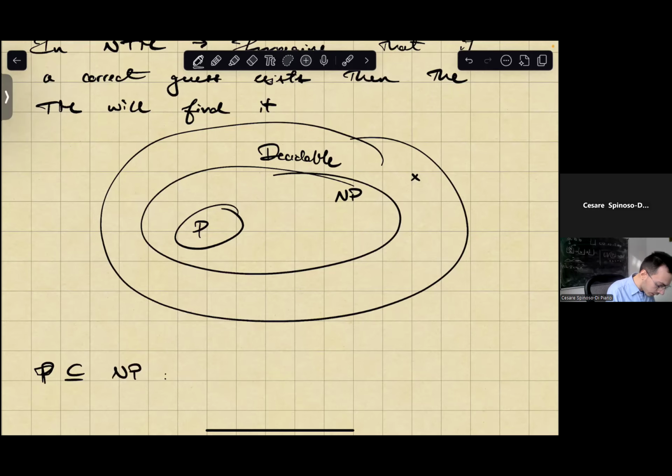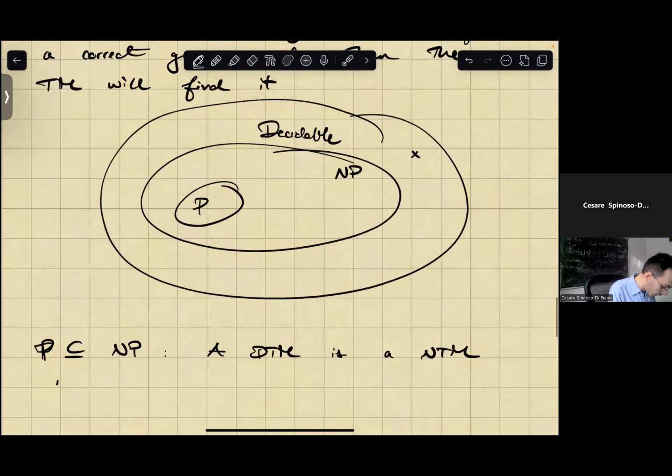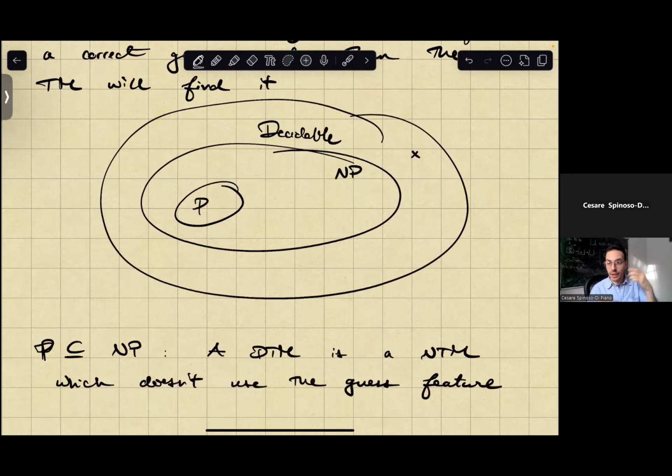Why? Because a deterministic Turing machine is a non-deterministic Turing machine which doesn't use the guess feature. Same reason for why a DFA is an NFA, which basically just doesn't use non-determinism. Same argument for a DPDA, a deterministic pushdown automaton, is an NPDA, which essentially just never uses non-determinism.